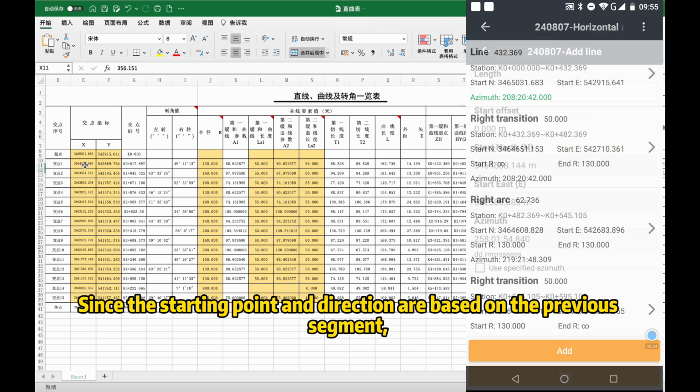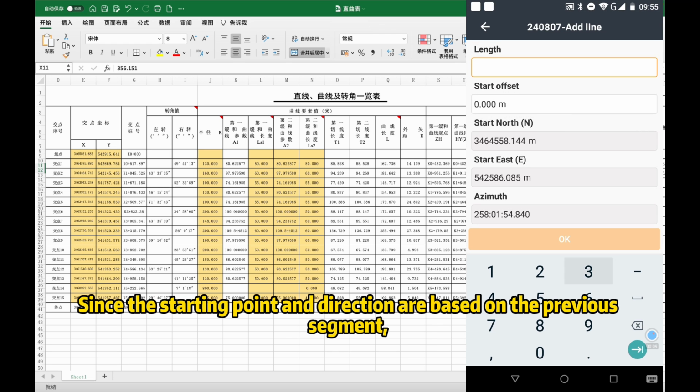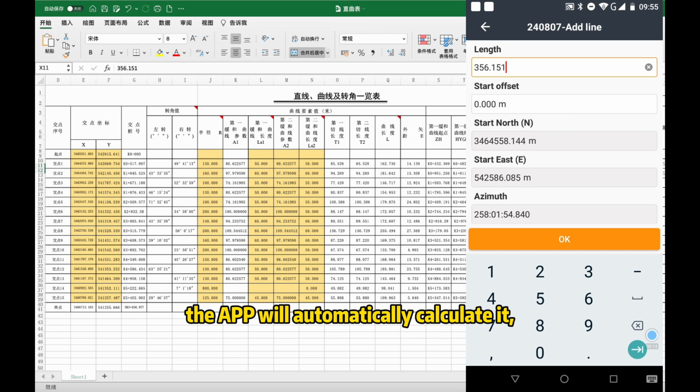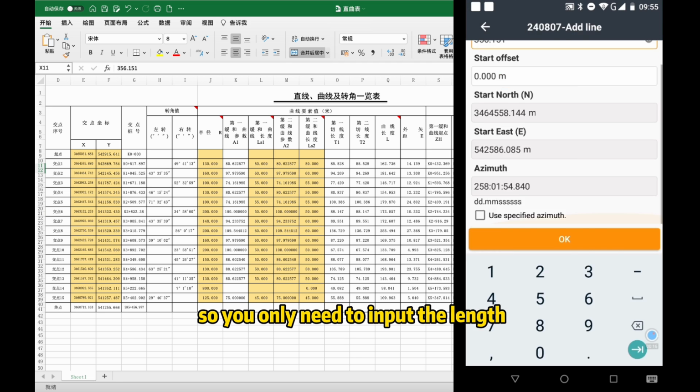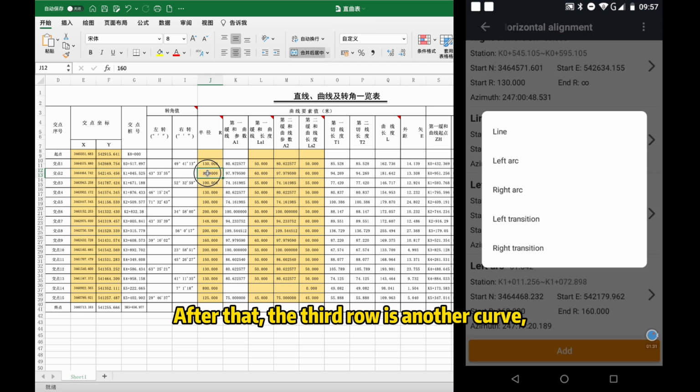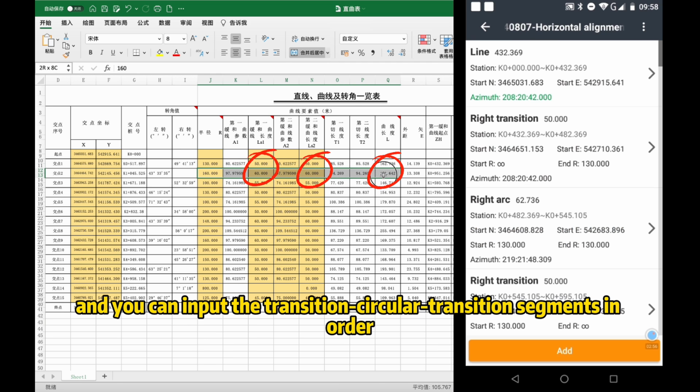Next is a straight line. Since the starting point and direction are based on the previous segment, the app will automatically calculate it, so you only need to input the length. After that, the third row is another curve, and you can input the circular transition segments in order.